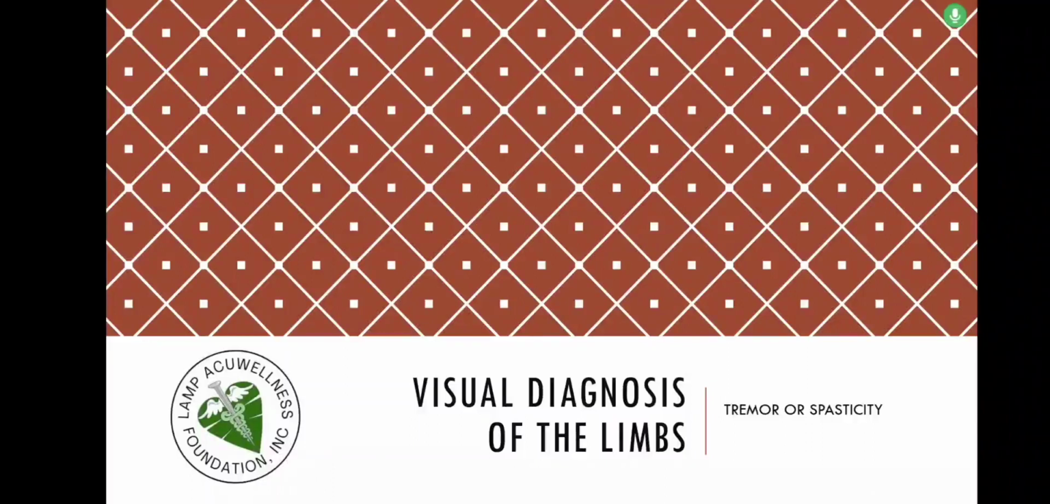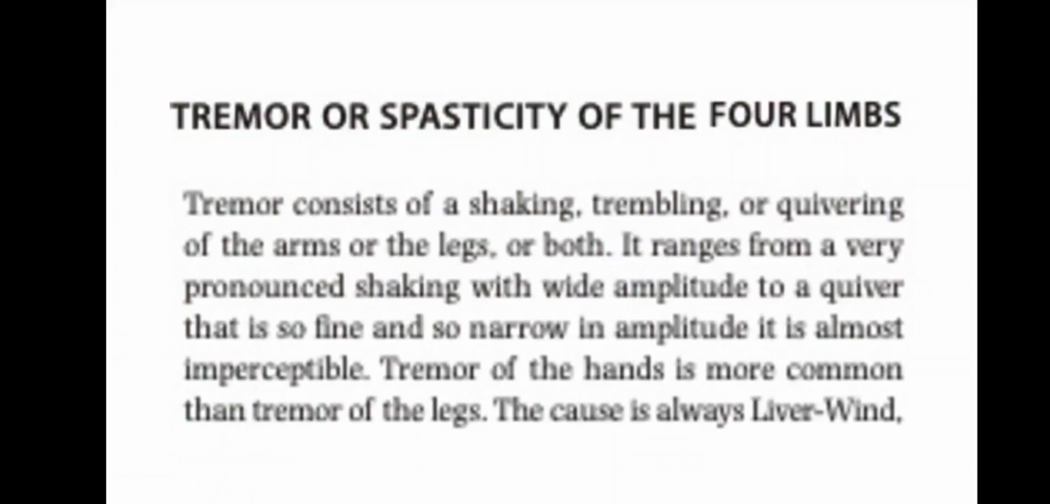Let us now go to visual diagnosis of the limbs. The topic is tremor or spasticity. Tremor consists of a shaking, trembling, or quivering of the arms or the legs or both. It ranges from a very pronounced shaking with wide amplitude to a quiver that is so fine and so narrow in amplitude it is almost imperceptible. Tremor of the hands is more common than tremor of the legs.